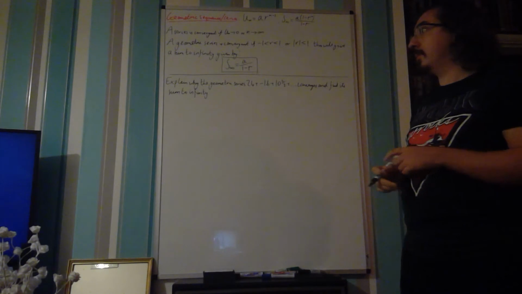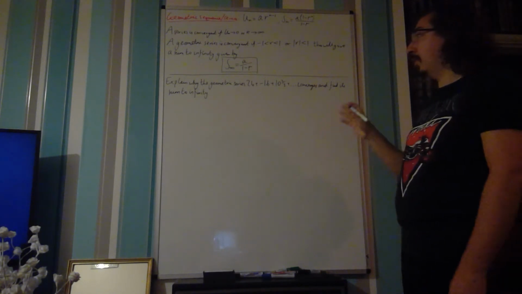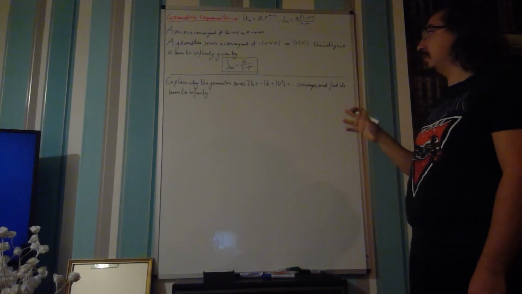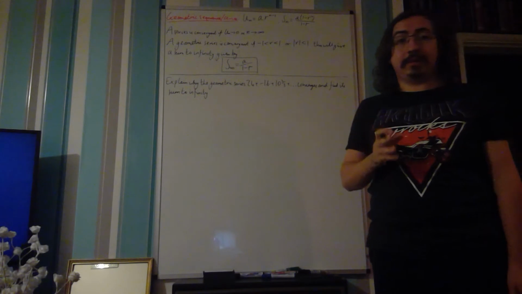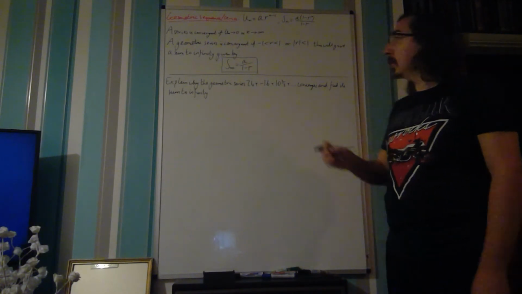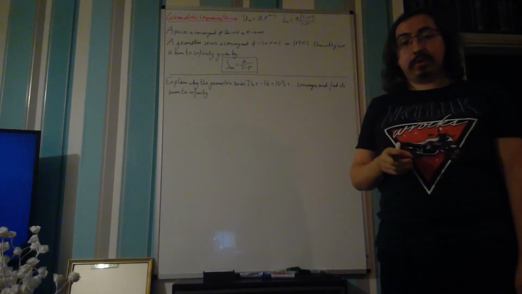So let's use this formula then, and the concept of a convergent geometric series to solve this problem. This problem says, explain why the geometric series 24 plus minus 16 plus 10 and 2/3 plus so on converges, and find its sum to infinity.